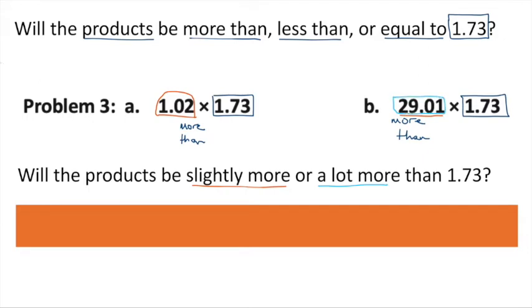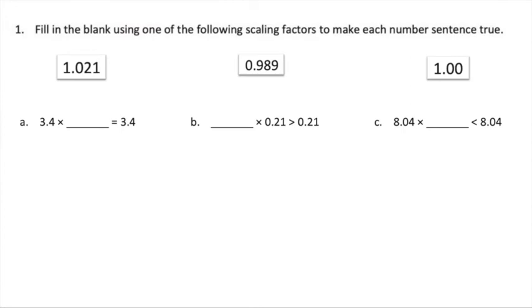Now, if we fill in the blank for these problems here, we have to consider the same concept. So we're going to fill in the blanks using one of the following scaling factors to make each number sentence true. So, for example, we'll take a look at 3 and 4/10 times something is going to give us 3 and 4/10. Should it be a number or a factor that's greater than a whole, less than a whole, or equal to a whole? We want 3 and 4/10 times something equals 3 and 4/10. Yeah, it's going to have to be 1, because we know any factor times 1 is going to give us that factor again, right? So 3 and 4/10 times 1 equals 3 and 4/10.